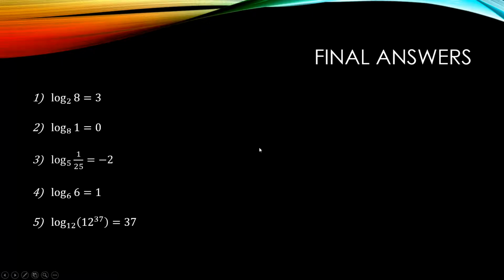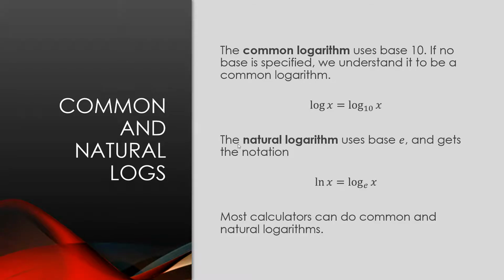And then finally, and this is going to sound a little silly, 12, that's my base, raised to what power gives me 12 to the 37th power? Well, I guess 12 to the power of 37 is 12 to the 37th. So that's what we got there. Hope you got them all. There's just a little bit left to say here, so we'll go ahead and say it. There's a couple of big bases out there.